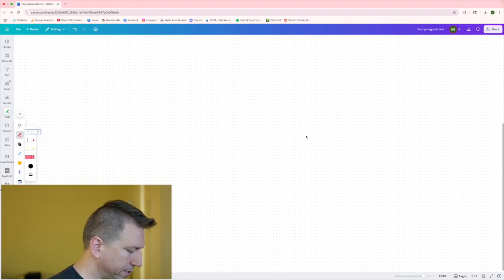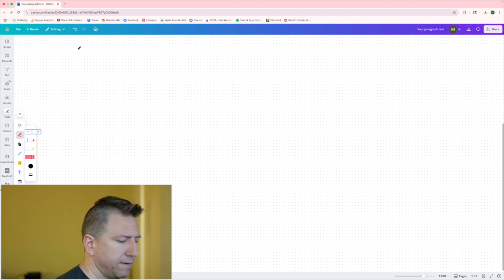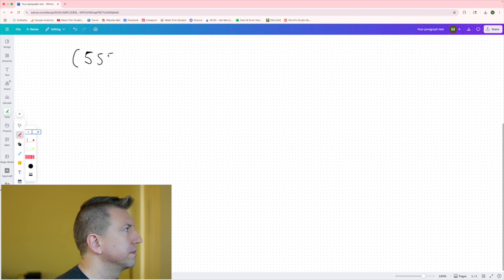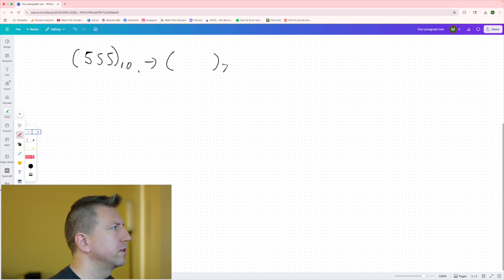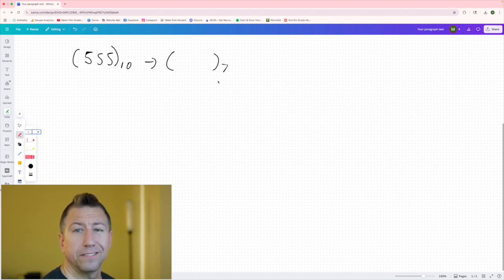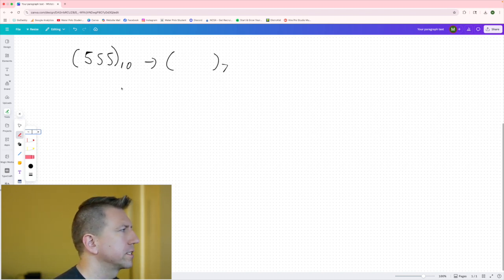Now let's go the opposite direction. Say we have a decimal number, in this case 555, and I want to convert that into a number that is base 7. When we go from a decimal number to a different base, we're going to use a process called successive division. Let's start that out.